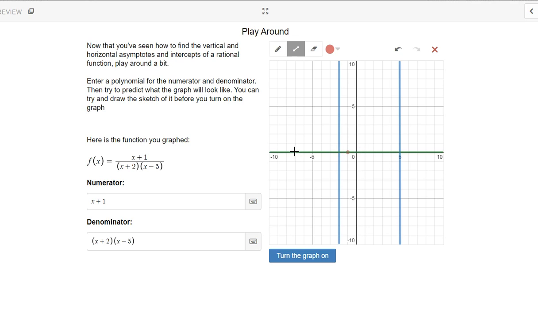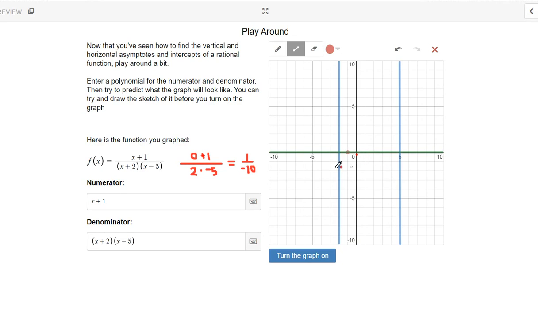And then the y-intercept is going to happen when x equals 0. So if I put x equals 0 in here, I get 0 plus 1 on the top, which is going to come out to be 1. I get 0 plus 2, which is going to come out to be 2, times 0 minus 5, which is going to come out to be -5. If I multiply all this together, I'm going to get 1 over -10. Okay, so -1/10 is like right there about.